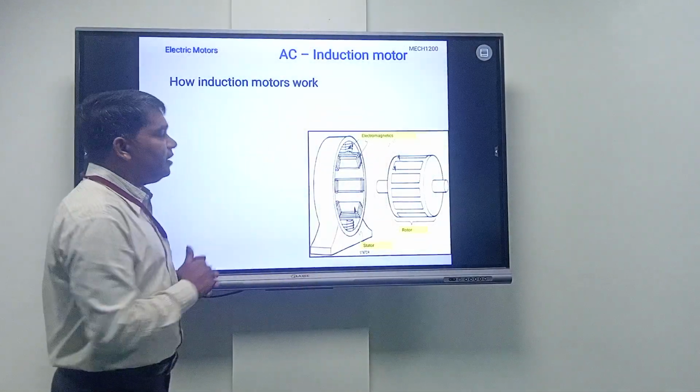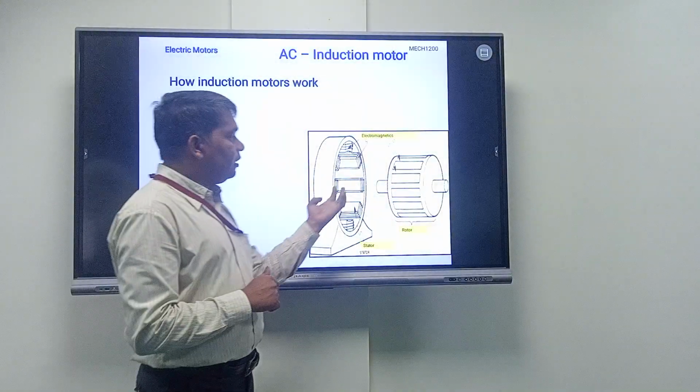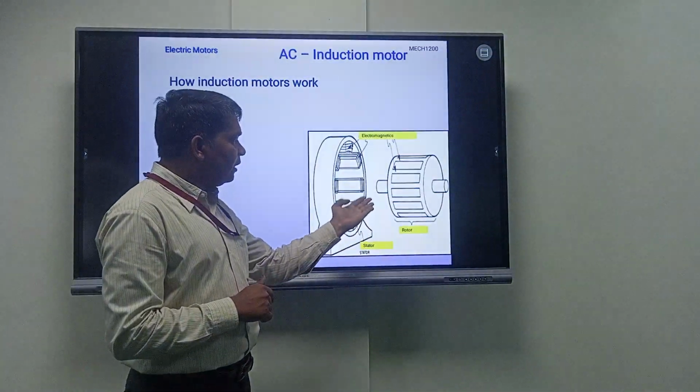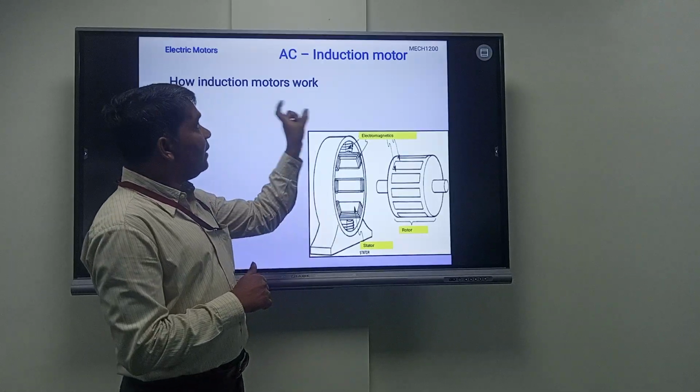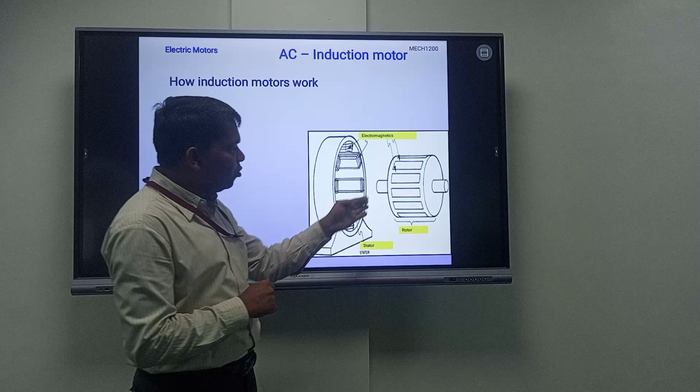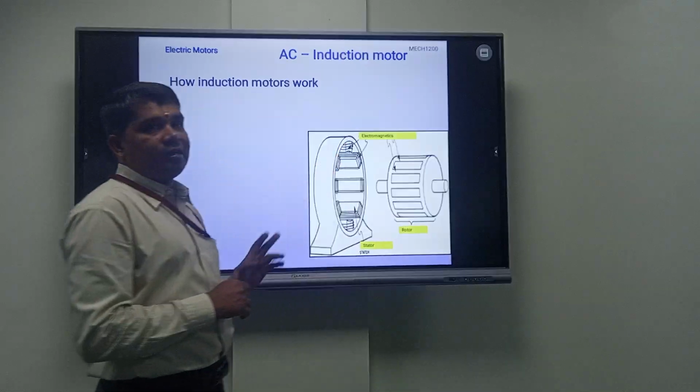That's why it is called the induction motor, because the EMF induced principle is used. Induction means EMF induced in a rotor due to the stator current. That's all.